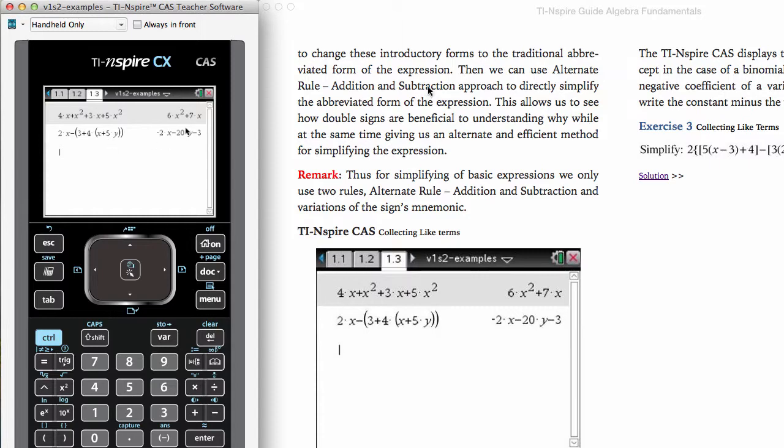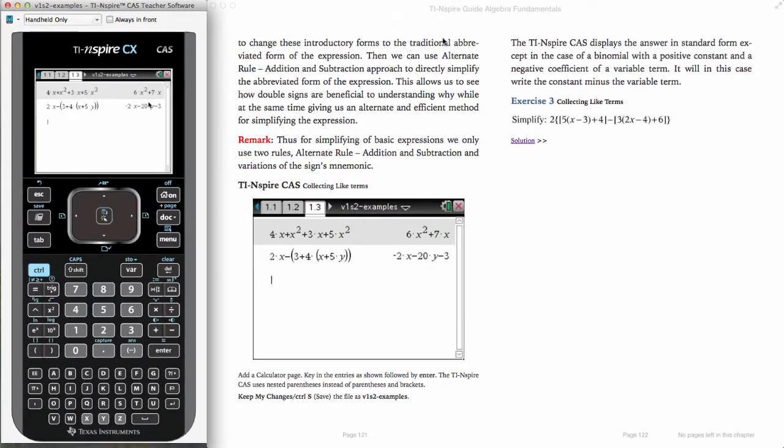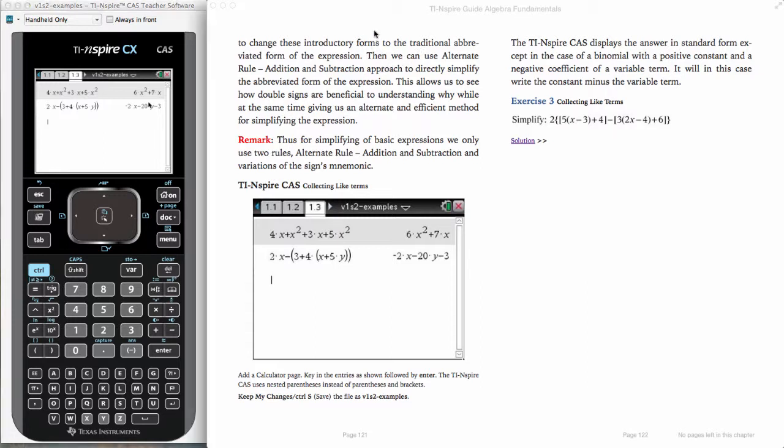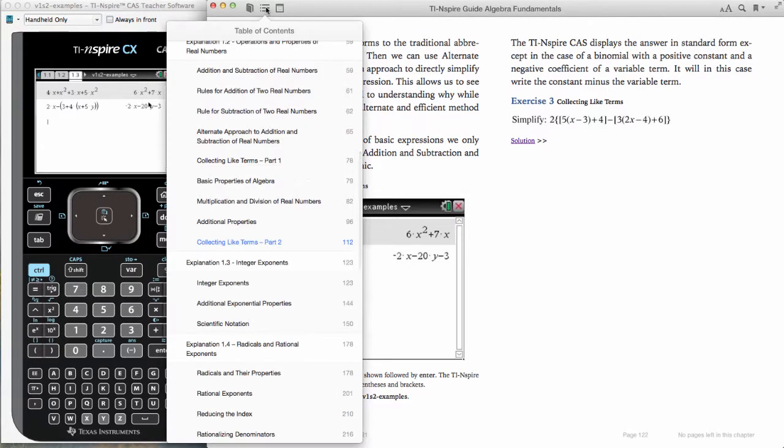What we need to do now is go back to the beginning of this chapter and explain how we can do these calculations mentally. So I will go to the table of contents and I will switch it to addition and subtraction of real numbers. Now, based on your ebook reader and based on which device you're looking at, the table of contents varies.